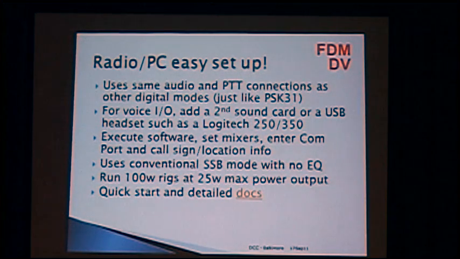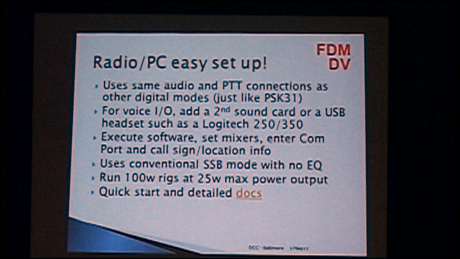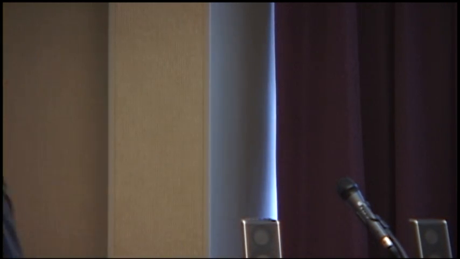So the radio-to-PC easy setup uses the same audio connections, just like PSK31. For voice I/O, though, we need another sound card, and that can be a Logitech USB sound card, or it can be something as simple as this. This is about a $6 or $7 card from geeks.com called a USB adapter. Just plug it in, plug in some earphones and a PC mic. That's all you need. You don't need any expensive Heil microphone for this. Real cheap to get into this mode.